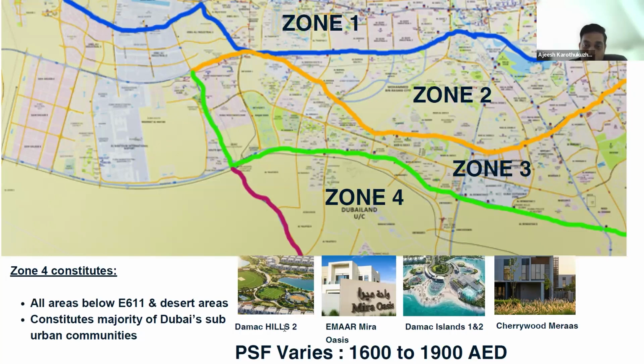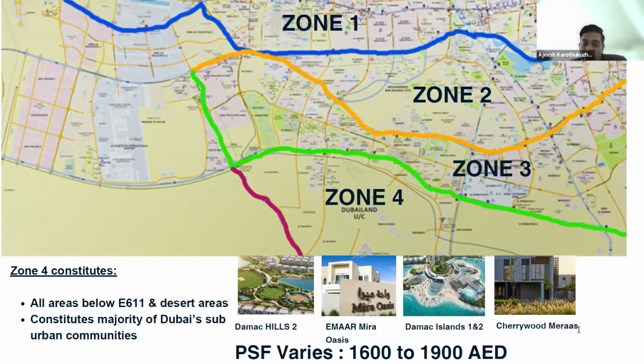It has major projects like Damac Hills 2 in this area. If you can see, the portion under is called Damac Hills 2, and the Emaar Mira Oasis community is already there, and Damac Islands phase 1 and 2 is coming here. So if you see, this area is Damac Islands phase 1 and 2. Also the Cherrywood Miras, which is already a delivered project. In this area the PSF varies between 1,600 to 1,900, and is targeting to reach 2,300 to 2,400 in the coming years, because of the more residential projects.